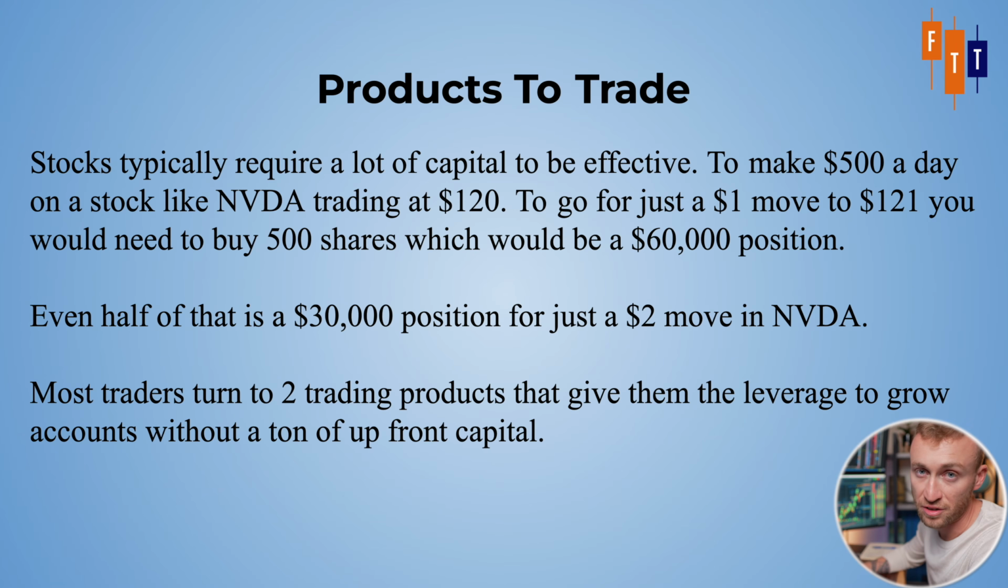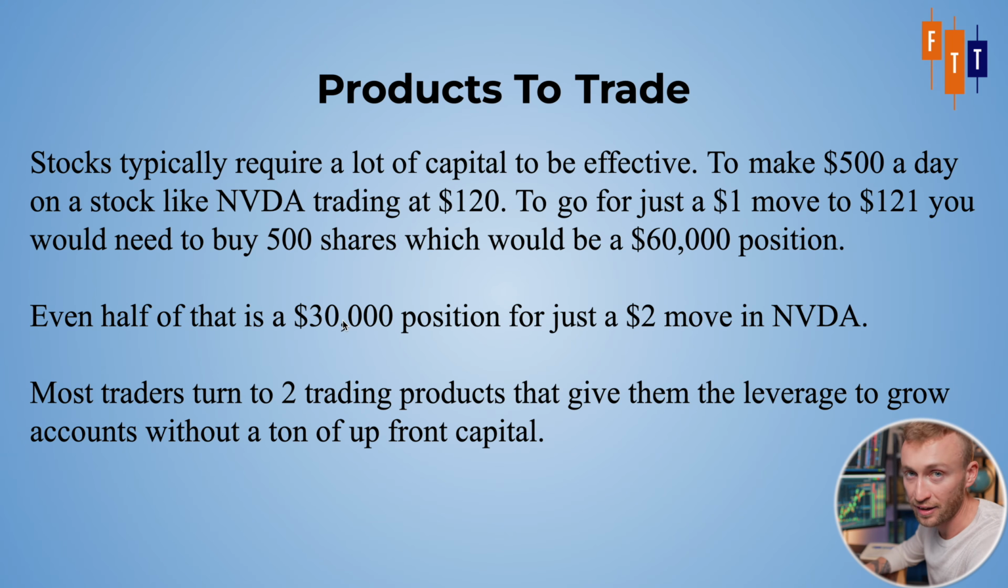So if you're just trading stocks, typically they require a lot of capital to be effective. To make $500 a day on a stock like NVIDIA, trading at $120, to go for just a $1 move to 121, you would need to buy 500 shares, which would be a $60,000 position.